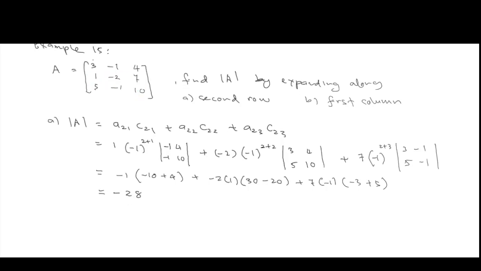For question B, we are going to find the determinant of A by expanding along the first column. So the determinant of A is given by a11 C11 plus a21 C21 plus a31 C31, because we are using the first column here.